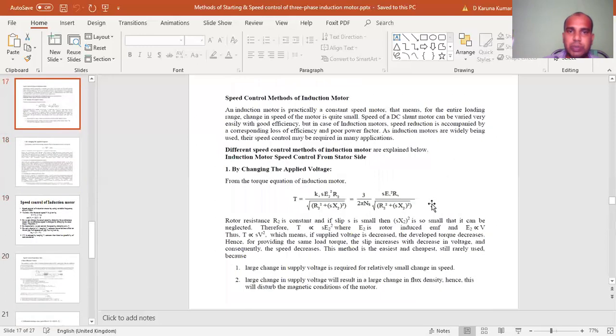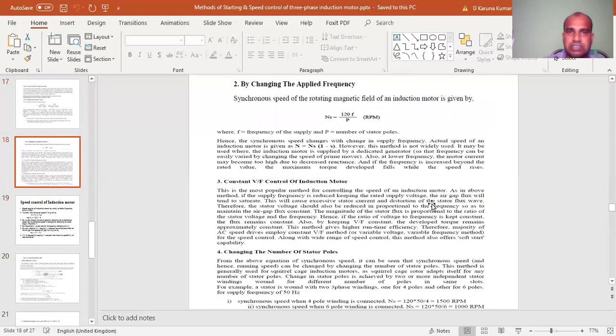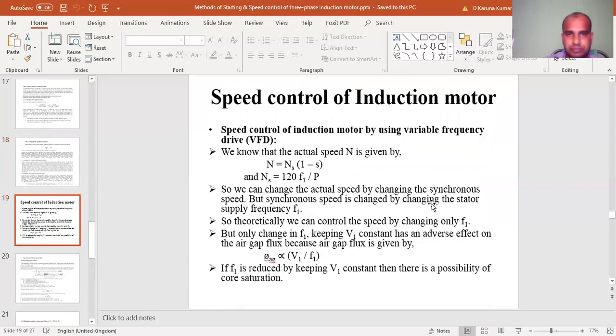First, speed control by changing the applied voltage. From the torque equation, T equals K1 into S into E2 square into R2 by R2 square plus S square into X2 square. Here, to change the voltage, the E value can be changed. Then the applied frequency: the synchronous speed Ns equals 120 F by P. You change the F value, the frequency value, and this is constant V by F control of the induction motor. This is the most popular method.